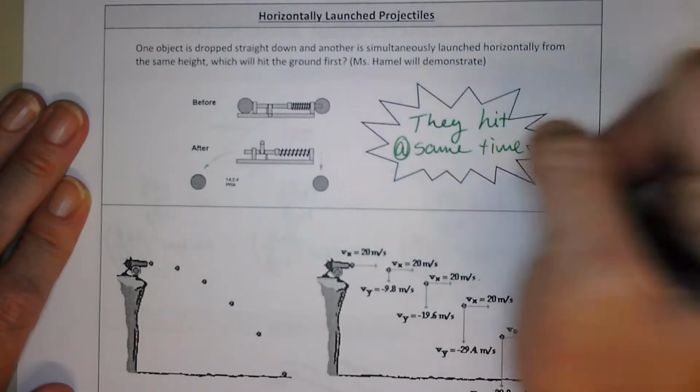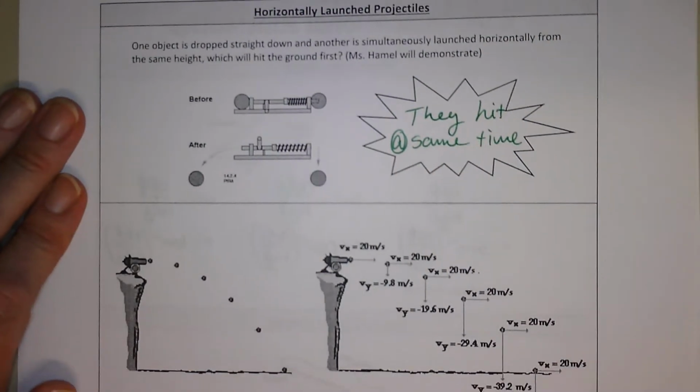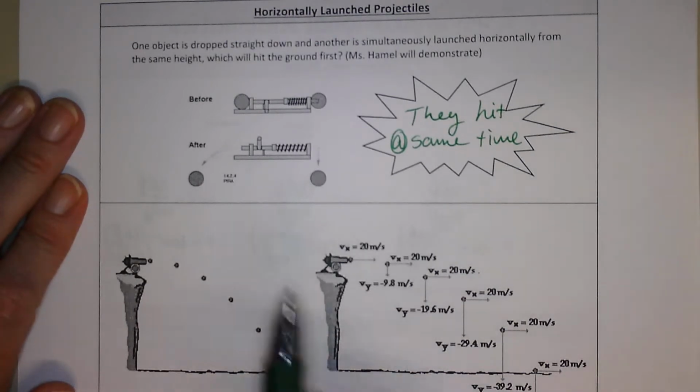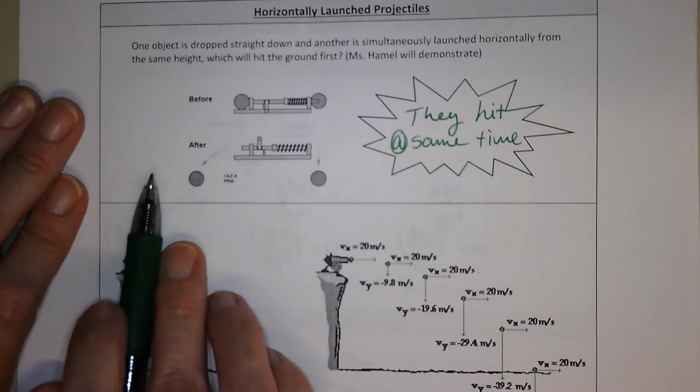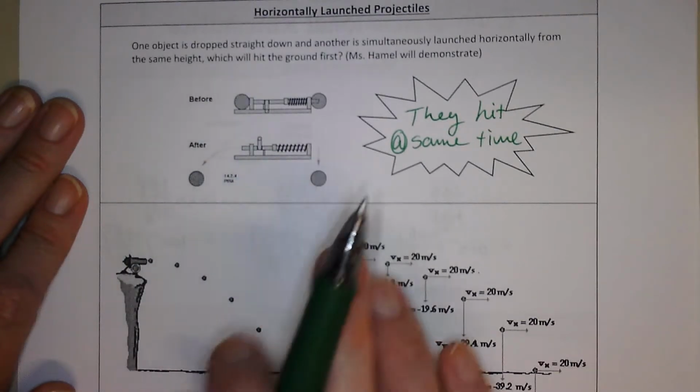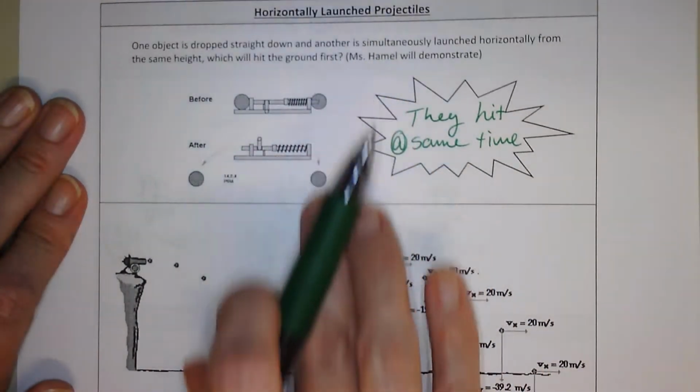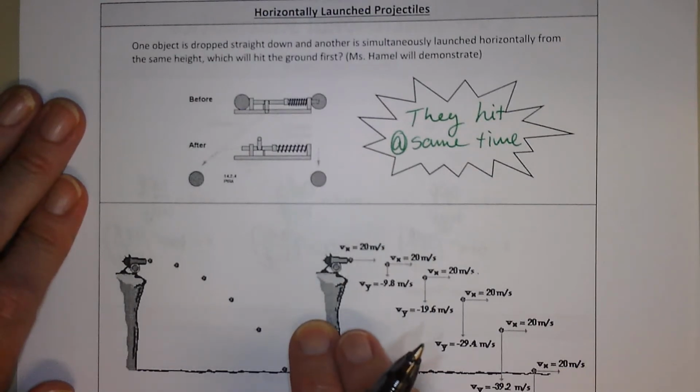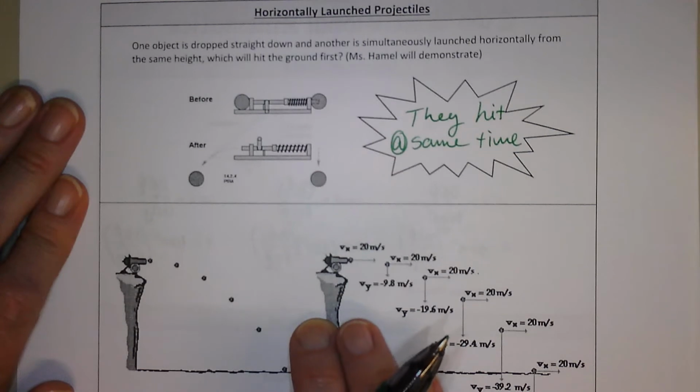Again, we pretend that there's no drag, no air resistance, we don't worry about that. But it doesn't matter if something is moving horizontally, because if nothing else is touching it, then the vertical portion, which is what time is contingent on, will be exactly the same.